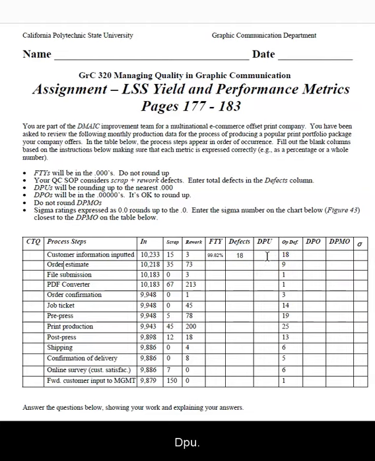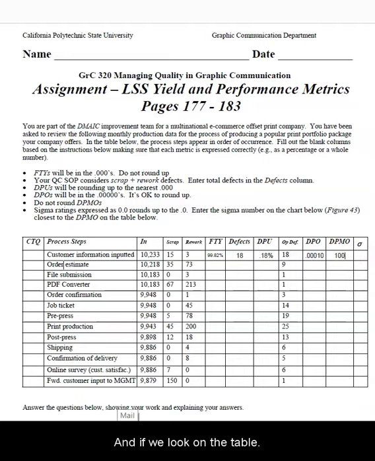The DPU is the number of defects observed divided by in, so 18 divided by the in, and that's expressed as a percentage as well. DPO is the total number of defects observed divided by the number of opportunities times in. We'll go ahead and put that number down. And then if we just multiply the DPO by 1,000,000, we'll get our DPMO.